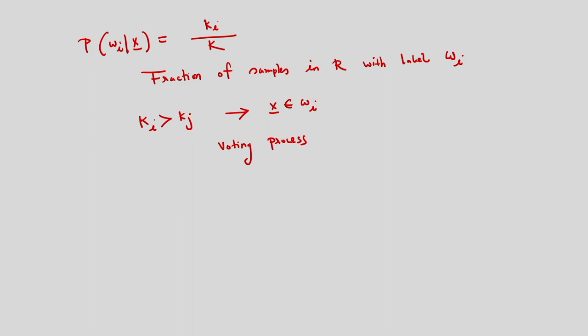So, how to do this voting process? That means we have to count the k_i's. k_i is the number of samples corresponding to the class omega_i, and k_j is the number of samples corresponding to the class omega_j. If k_i is greater than k_j, then we have to select the class omega_i. So, this is the classification rule based on the k nearest neighbor technique. Mainly it is a voting process. Let us discuss how we can do the classification by considering this voting process.